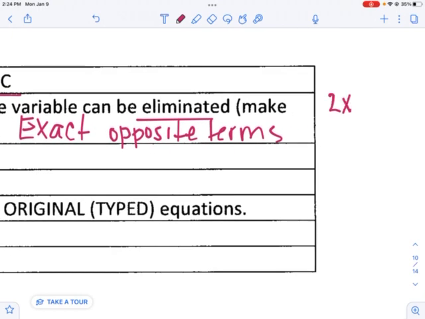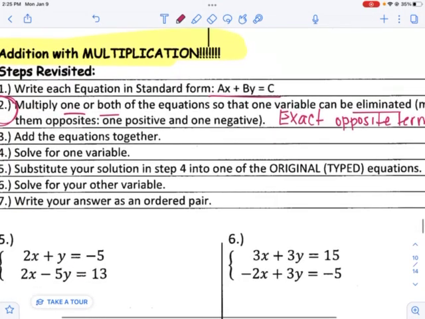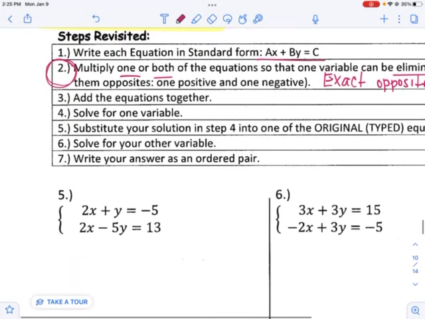So 2x and negative 2x are exact opposite terms. Negative y and y are exact opposite terms. And 3x and negative 3x, again, exact opposite terms. Not just opposite signs, but exact opposite terms. When you add 3x and negative 3x, you get 0, right? They eliminate. All right, so that's the step that we're going to focus on today. Everything else is the same.